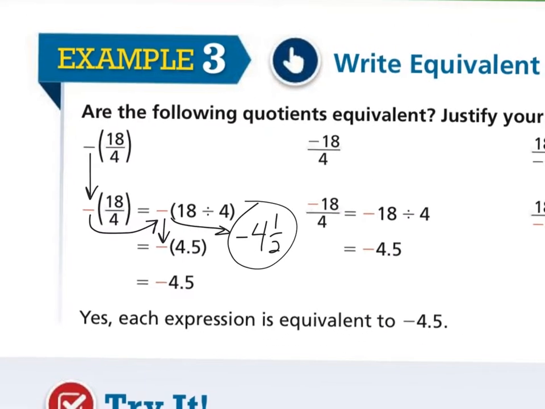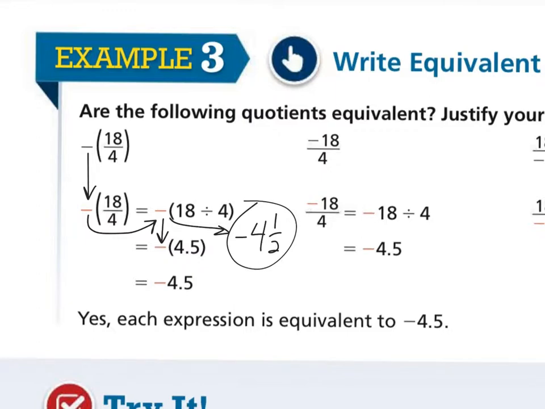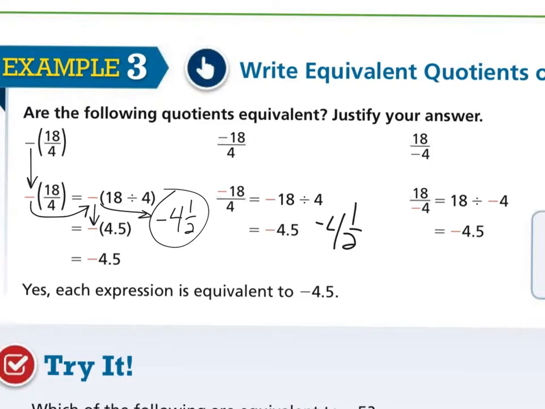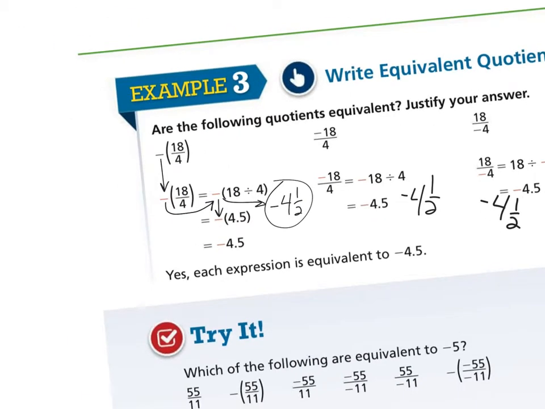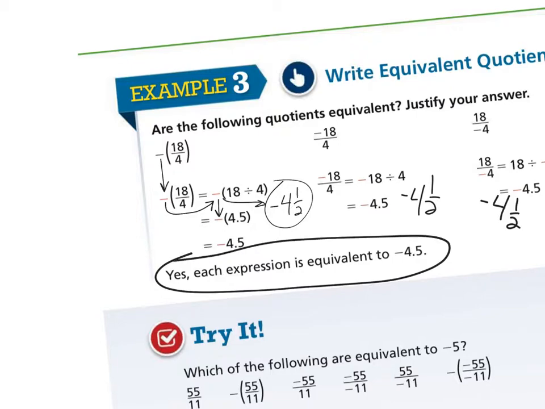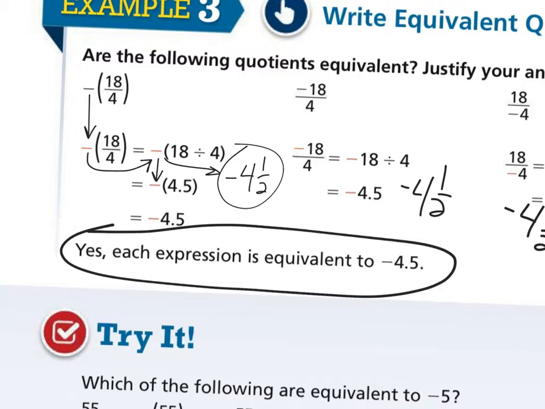The second part here, -18 divided by 4, negative divided by positive is a negative. So that again would be -4.5. And then the last one, they've got a positive divided by negative, also would be negative, and also -4.5. So are they equivalent? We would say yes, and you could say they're equivalent to -4.5. Again, if we can keep things as fractions rather than decimals, it's going to be potentially easier for you guys as you do these problems.